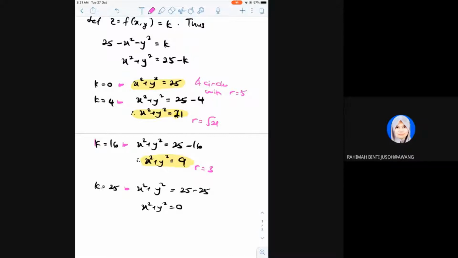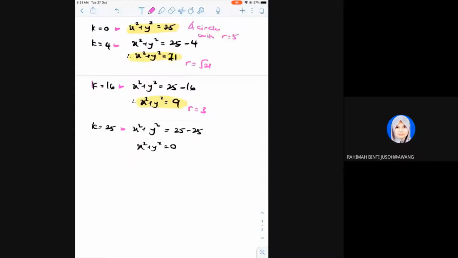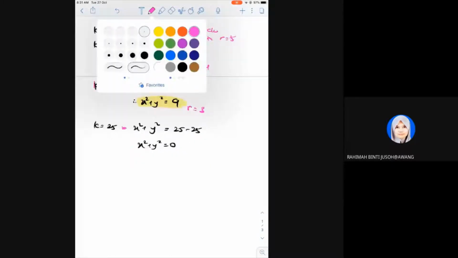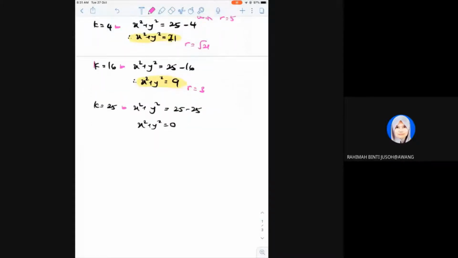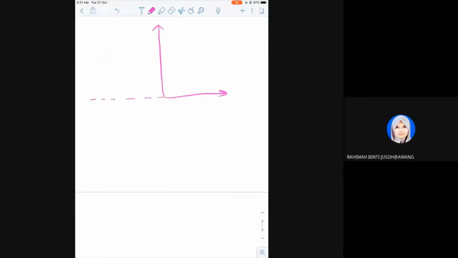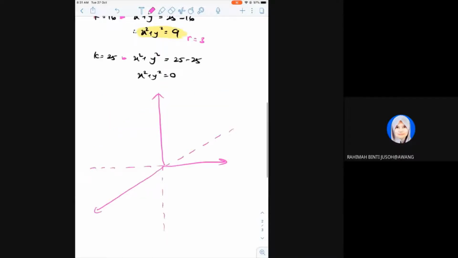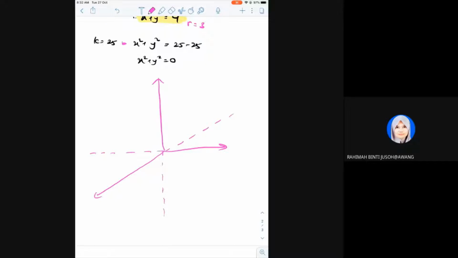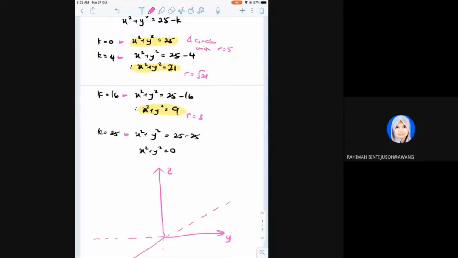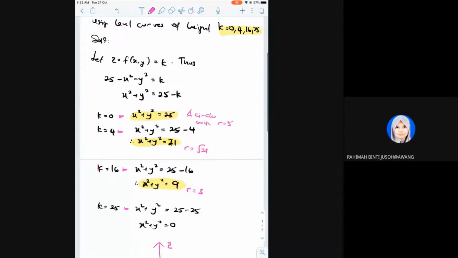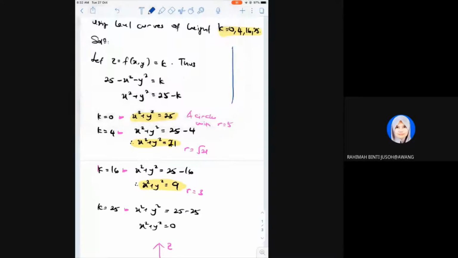So now, let us sketch the level curves. I'm going to sketch this in 3D so that you can relate this to the paraboloid later. Level curves are related to 3D surfaces, right? I'm going to explain why we learn level curves before we learn paraboloid. As usual, this is your x, y, and z. Before I proceed to 3D, let me write down 2D first. So in 2D, this is x and y.